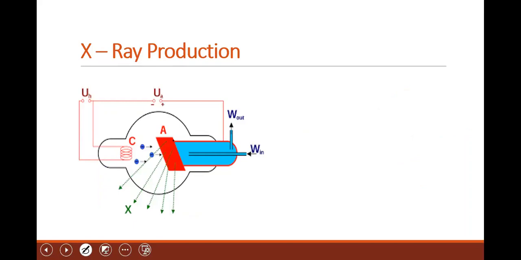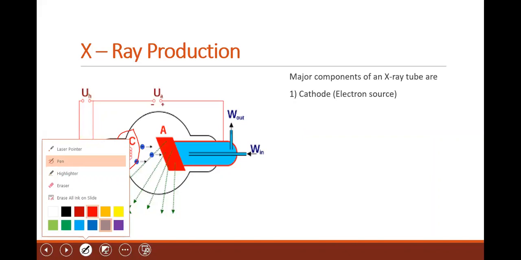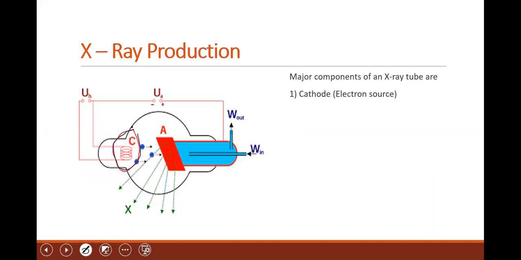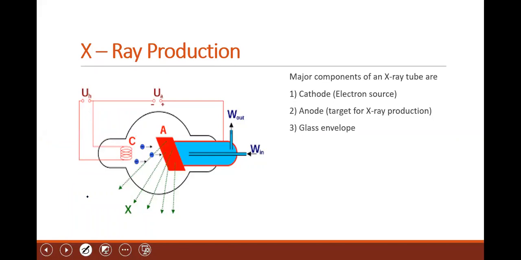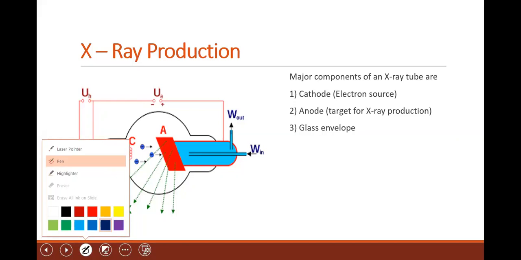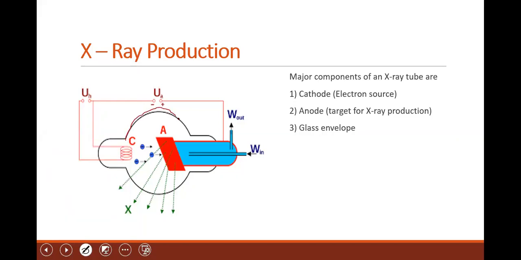Let us come to X-ray production. In X-ray production, the major components of the X-ray tube are the cathode. This is the cathode, students. Next is the anode. This part is the anode. Next one is the glass envelope. This is the glass envelope.